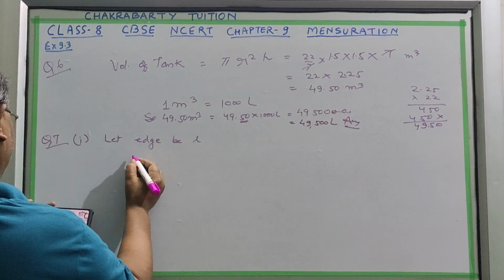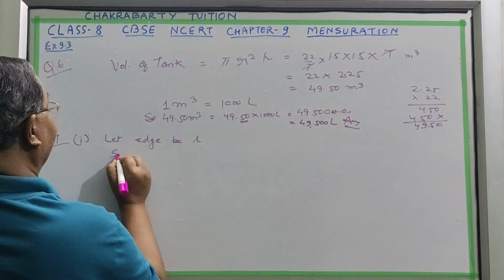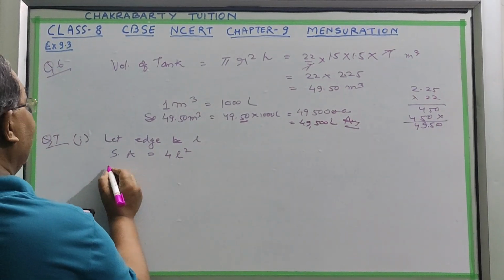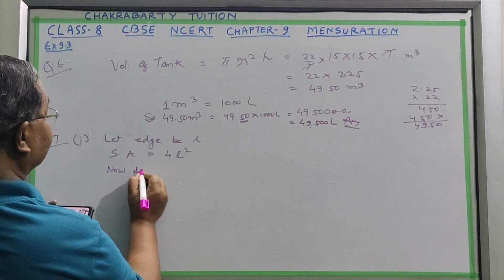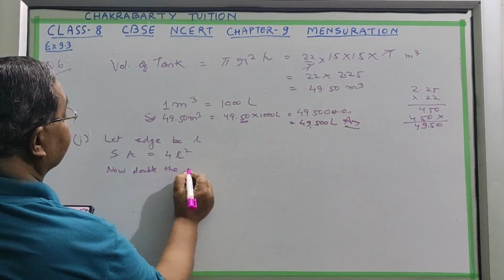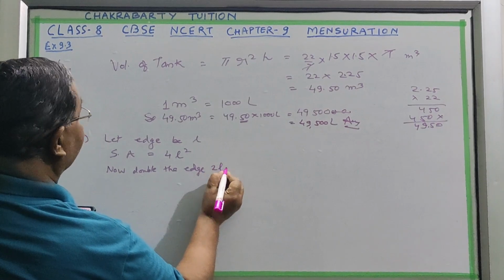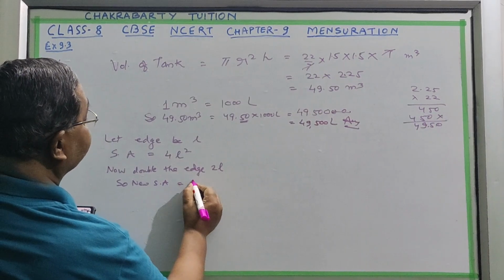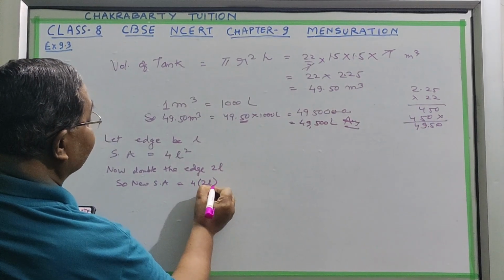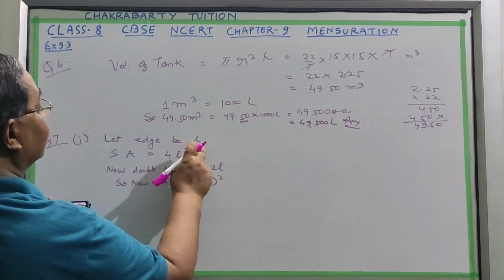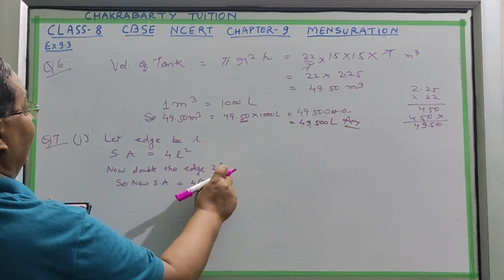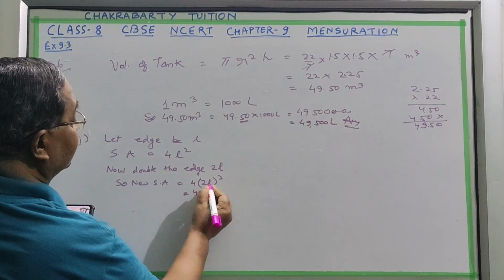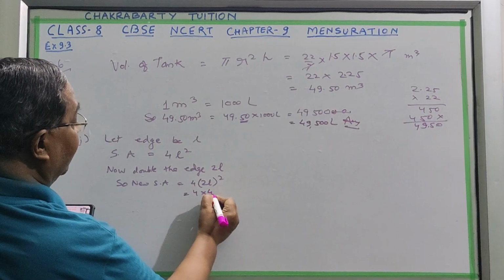So its surface area is equal to 4 L square. This is the formula. Now double the edge, means 2L. So the new surface area will be 4 into (2L) square. Previously the edge was L, now the edge is 2L, so in place of L we will write 2L. So it will be 4 into 4 L square.